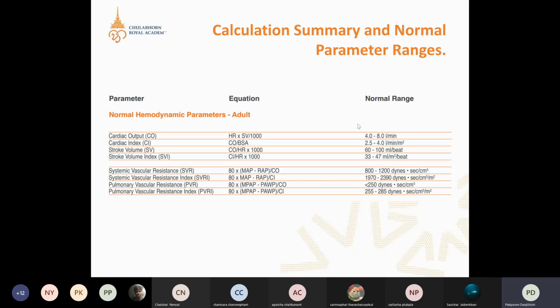Okay, this is the calculation summary and normal parameter ranges. You can come to review the formula over here and the normal range.